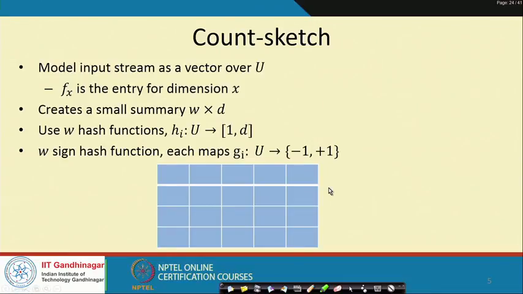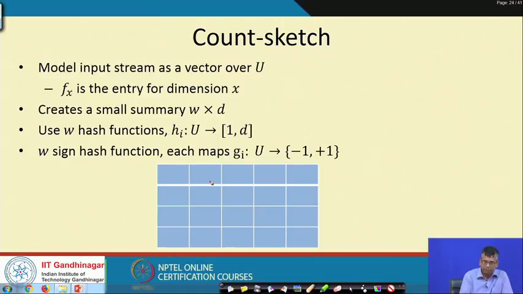The count sketch is actually something that is very similar. We have the same kind of data structure, a small summary w by d. There are w hash functions, h1 to hw, each of them mapping to the range 1 to d. There is also something additional: there are w sign hash functions, g1 to gw. Each of g1 to gw gives you a random sign for each element of the universe. Think of it as flipping a coin for each element of the universe. If the coin comes out heads, you assign it a sign +1. If the coin comes out tails, you assign it a sign -1.